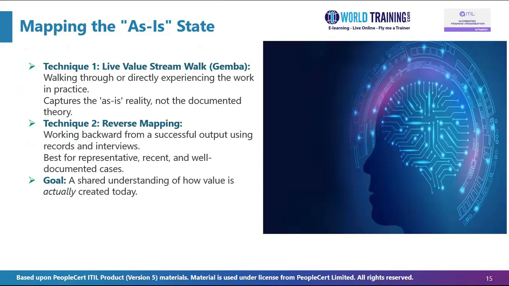Mapping the as-is state. Two techniques for capturing how work actually flows. Technique number one is live value stream walk or Gemba. Physically walk through or experience the work in practice. It captures the as-is reality, not the documented theory. Technique two is reverse mapping. Work backward from a successful output using records and interviews. This is best for documented representative cases.